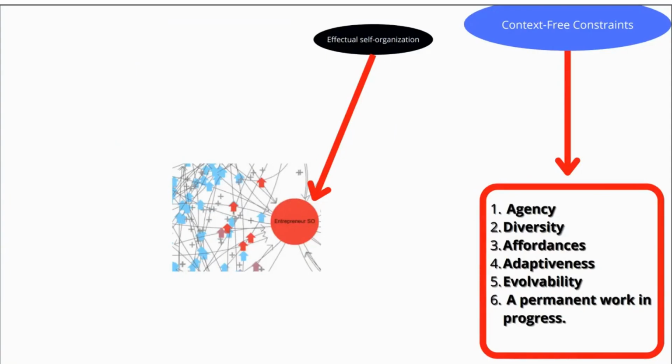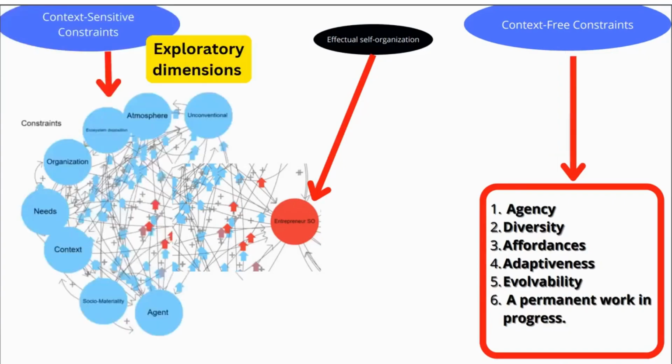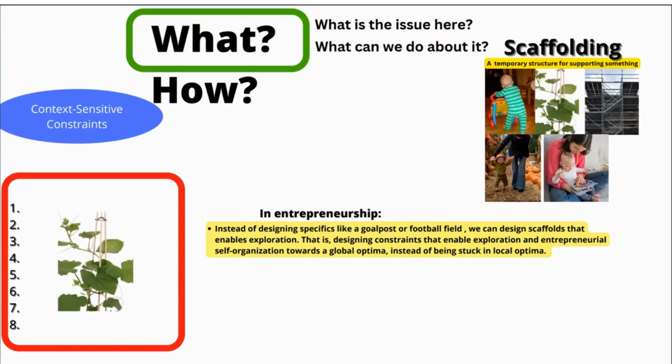The significance of these two dimensions is that they are much more fundamental, or they are the ground over which we are standing now. As we observed, since the domain of entrepreneurship is ill-structured with a lot of unknowns, we cannot design something like a goalpost or a traffic signal to regulate context-sensitive dynamics. This is why we are using context-sensitive constraints here as exploratory dimensions and not as specific things like a goalpost or a traffic signal.